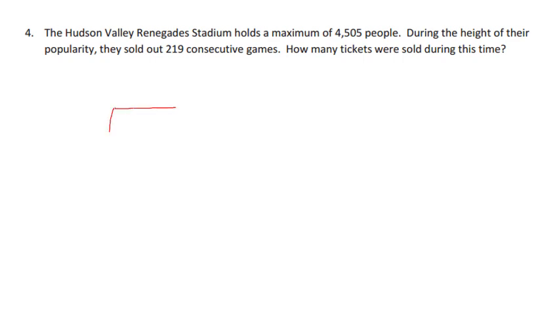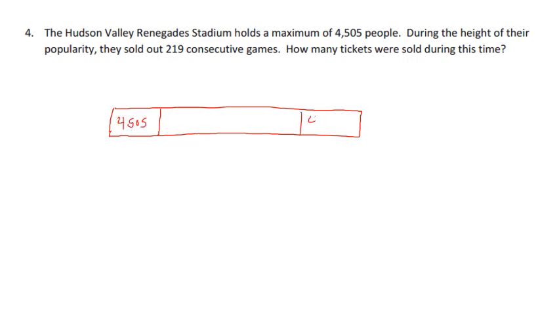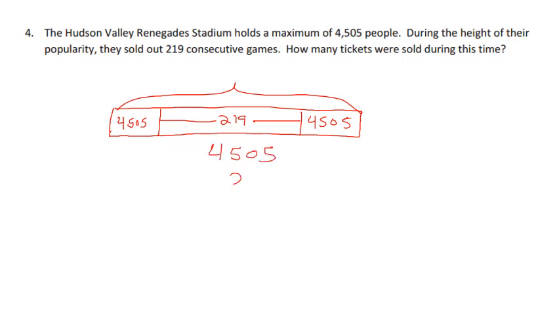Okay, so if we take a tape diagram, we know this stadium can hold 4,505 people per game, and it says they sold it out for 219, and we're looking for the total here. So in order to do that, we know this is 4,505 times 219.